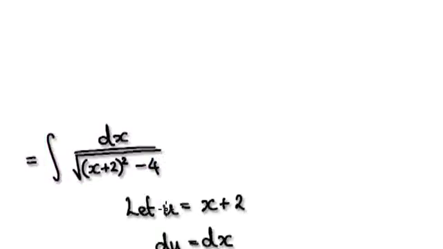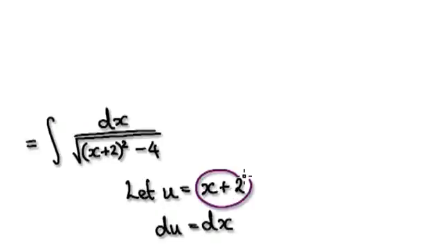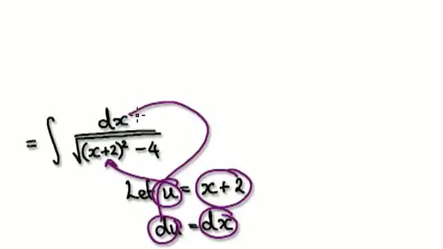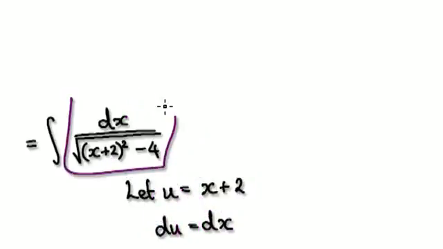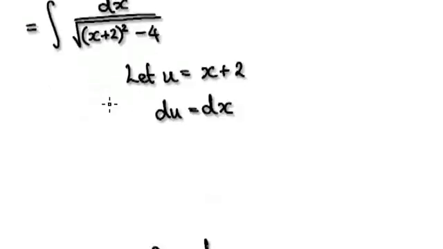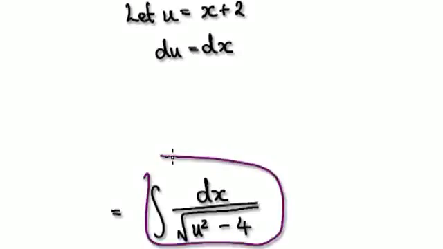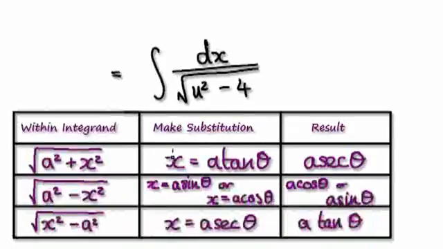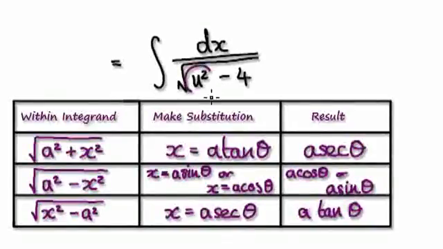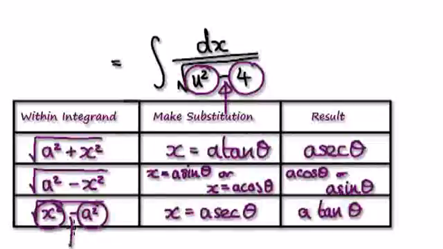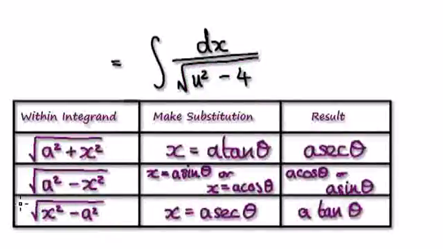So let's make the substitution first. Let u equal this thing here. Now put u into here. du equals dx, so put this into here. Then this whole thing here becomes this. Now you can see something squared here, and then this here is a constant. This is a minus. So we should be making use of this.